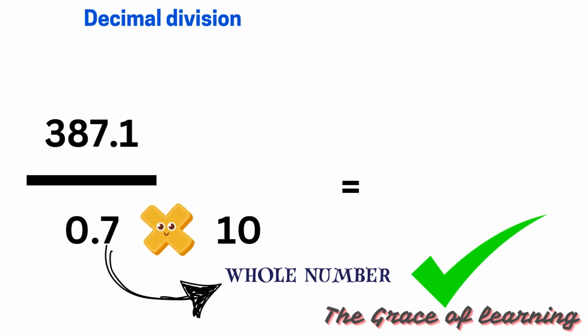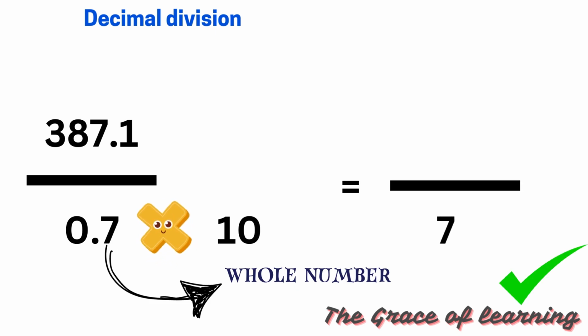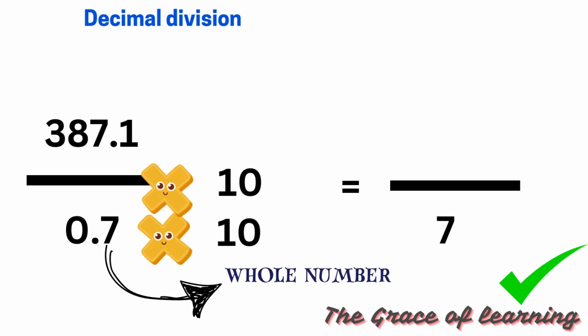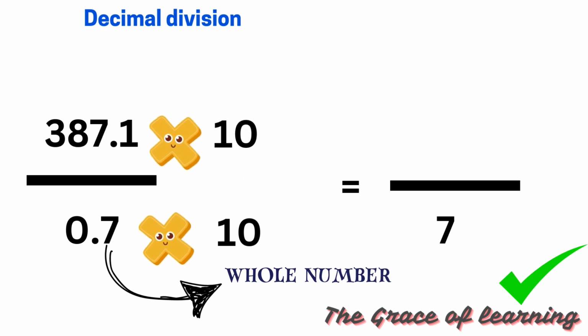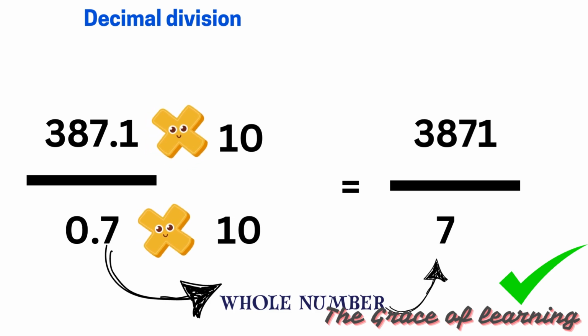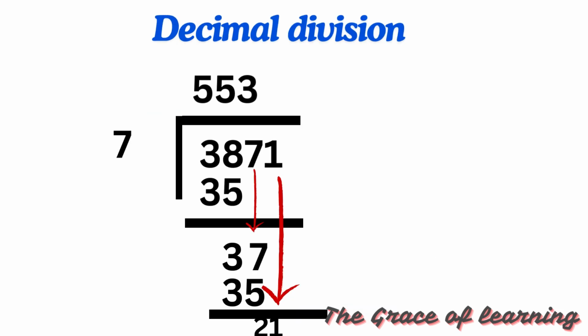How do I do that? Yes, you got it. Let's multiply it by 10. If you multiply 0.7 by 10, it becomes 7. A whole number. It's not a decimal anymore. But remember, in a fraction, if you multiply the denominator by a number, you must multiply the numerator by the same number too. There you go.